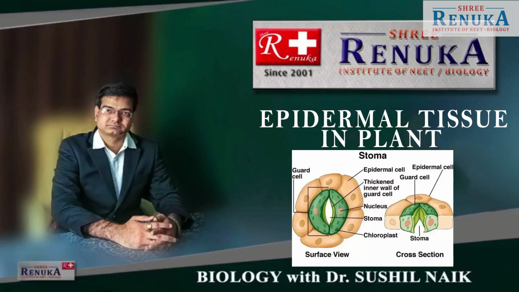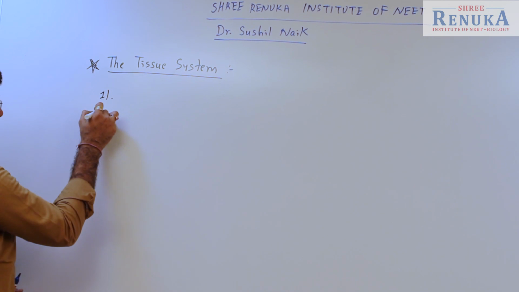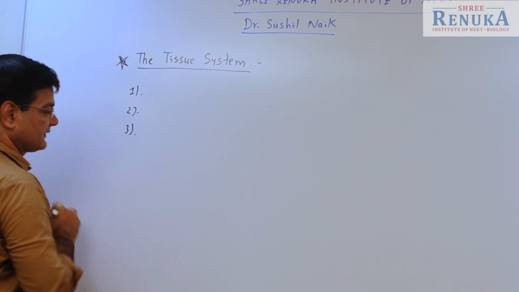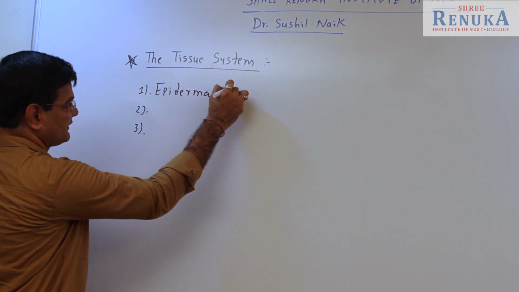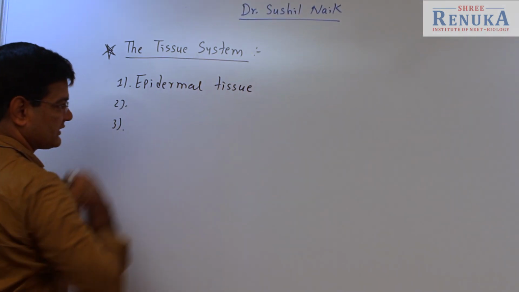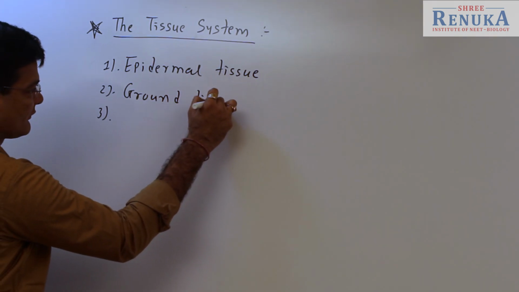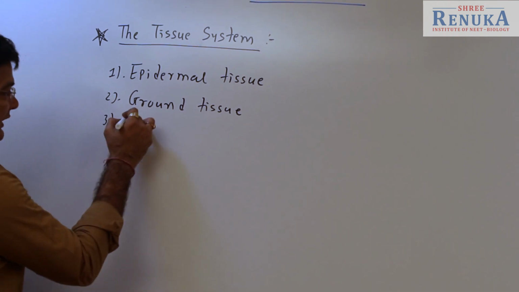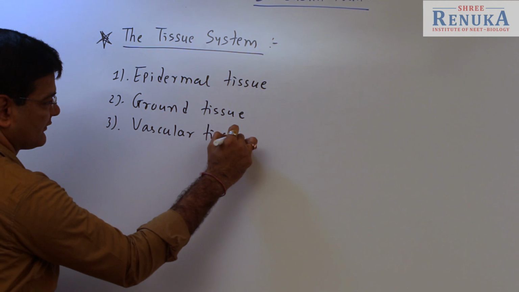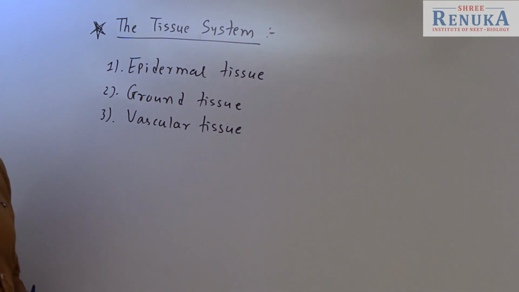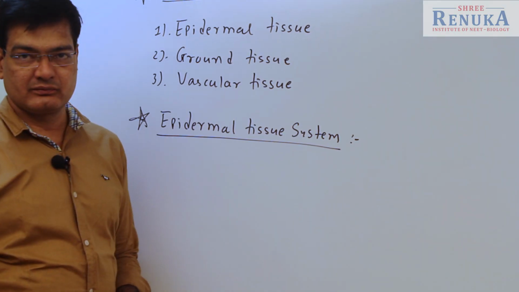The tissue system in plants. The tissue system has three different kinds of organizations. The first among them is the epidermal tissue system, then the ground tissue, and the vascular tissue. First we talk about the epidermal tissue system.